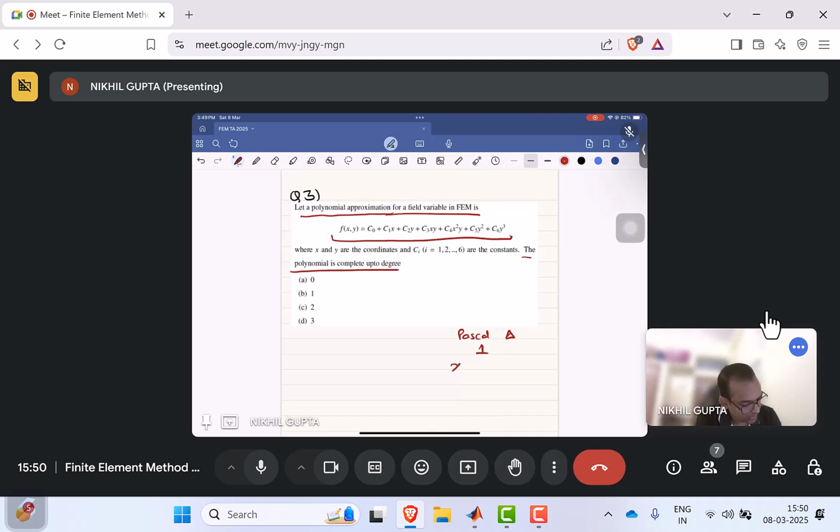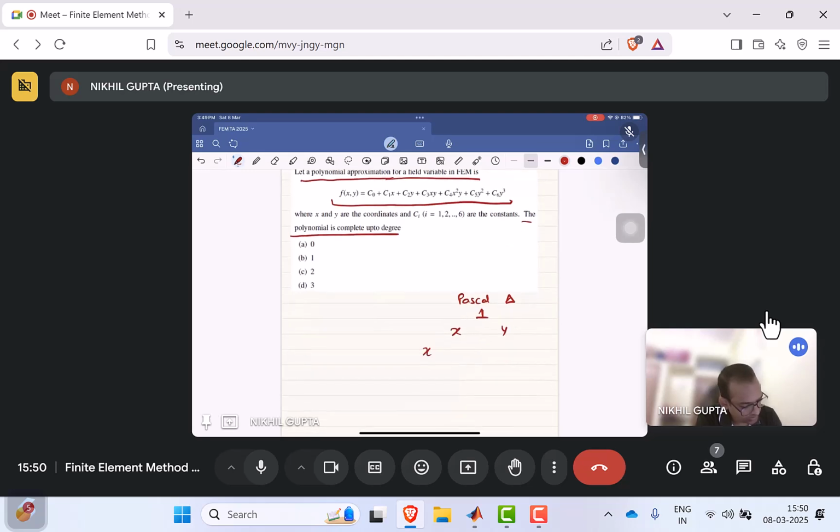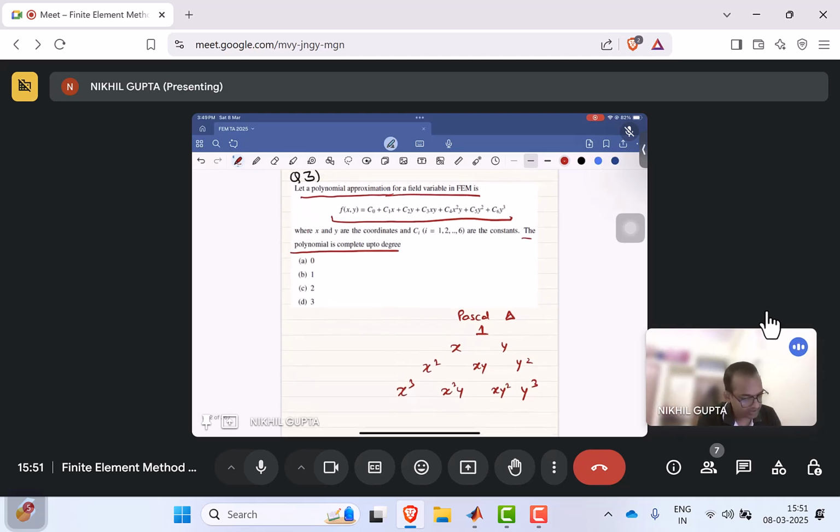1, x, y, x square, xy, y square, x cube, x square y, xy square and y cube. So this is the Pascal triangle. We have to use it for approximating the function. So for completeness, it is said that all the degree terms should be present. So we see C naught is there, okay. X and Y are there, this is okay. Then XY is also there, okay.